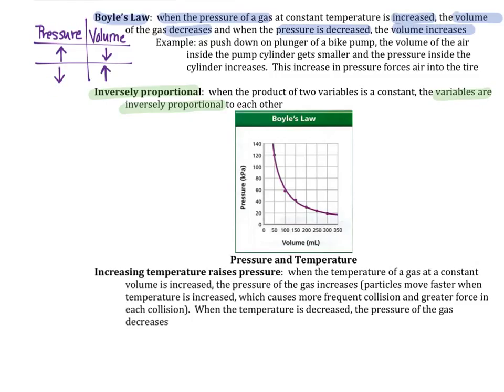This is an inversely proportional relationship because in this case, the two variables are inversely proportional to each other, which means that as one of them increases, the other decreases. And we can see that looking here. You can see that the pressure is decreasing as the volume increases, which is why we get this curve.